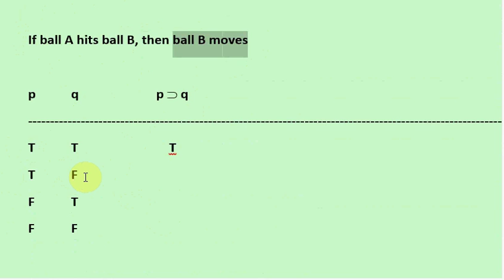Well, what's happened there? Well, the regularity, if ball A hits ball B, then ball B moves, the regularity doesn't hold, right? So then the whole thing has to be false. Because what we expected to happen, what we thought would happen, didn't happen. And it didn't happen for whatever reason. Ball B was glued.